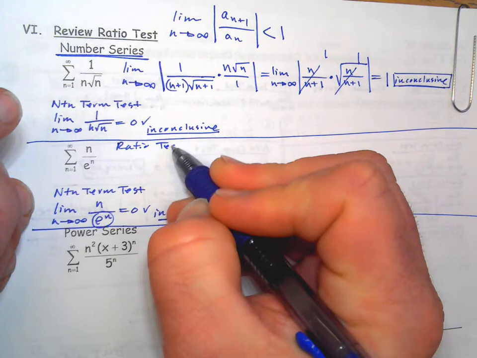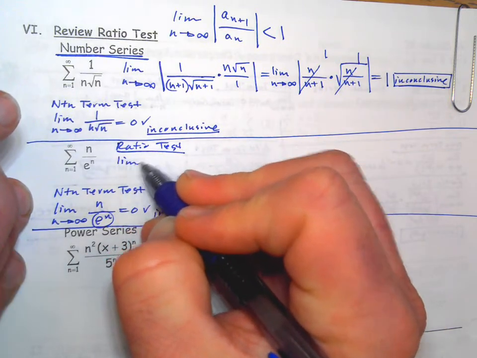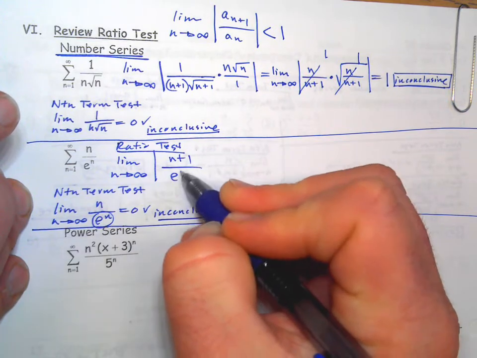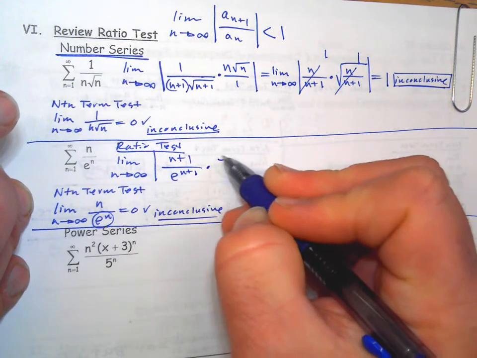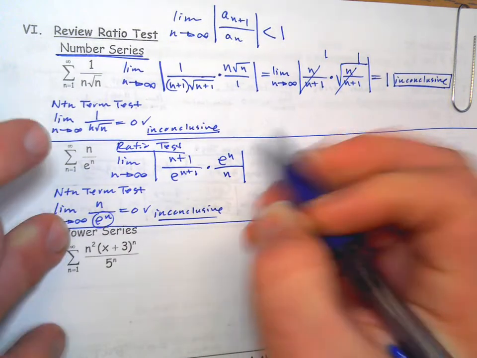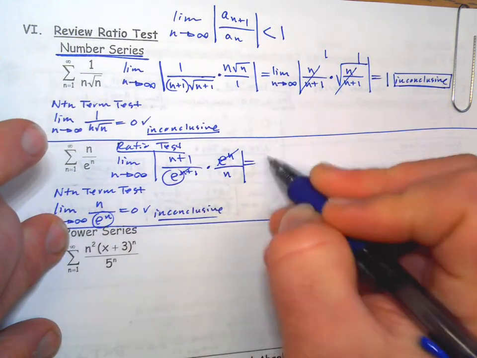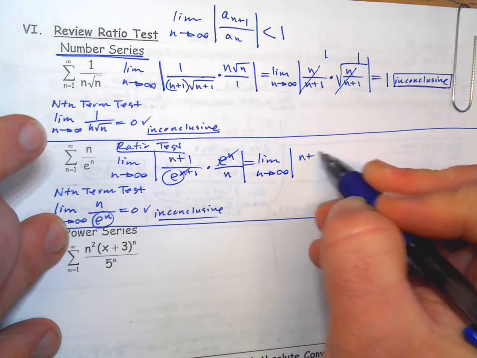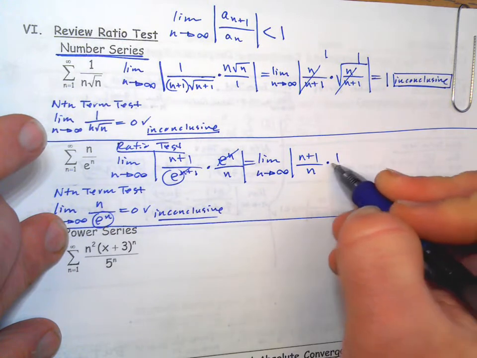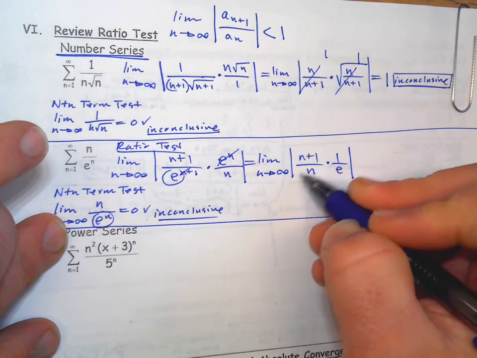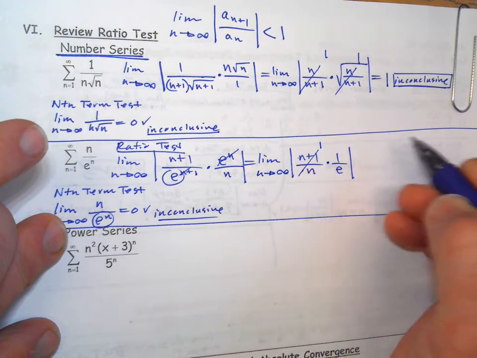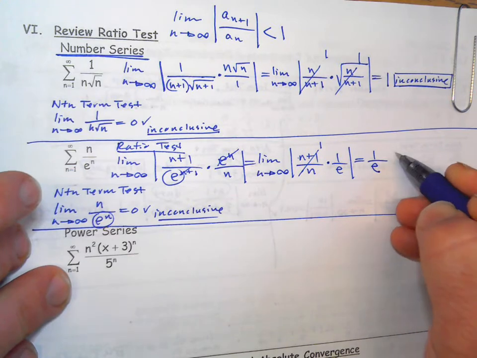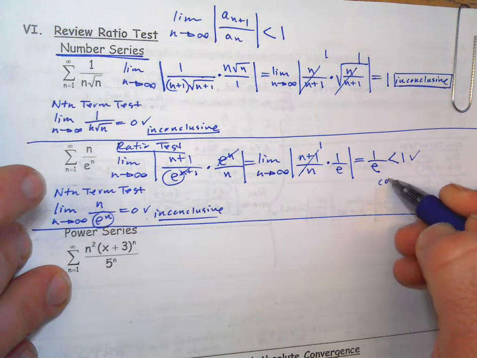This is another number series. So we can take the limit as n goes to infinity, absolute value of n plus 1 over e to the n plus 1 divided by the previous term, or multiplied by the reciprocal. And by rules of exponents, we could rewrite it. This would be sort of the nicest way to present it. You could rewrite it, put the n plus 1 over n times 1 over e. Now, this goes infinity over infinity, it's going to be 1. So what we get is just 1 over e. Is that less than 1? Yes. So it converges by the ratio test.